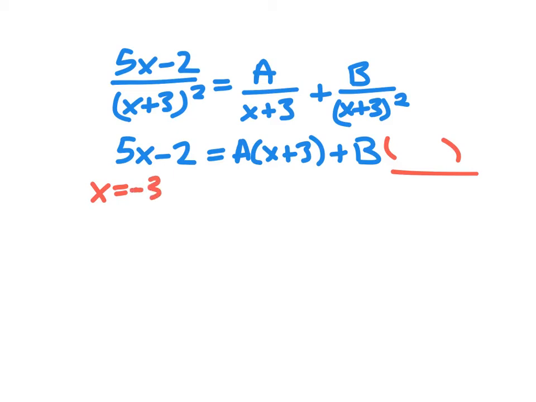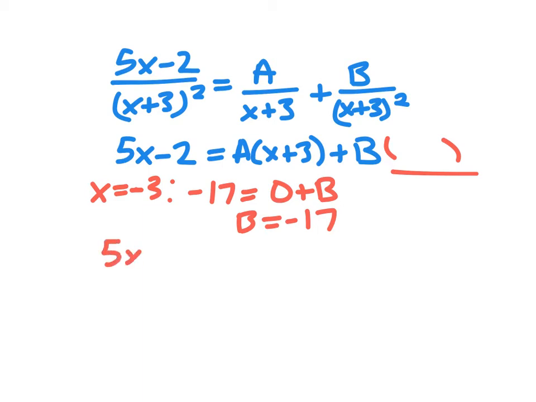Let's make a disappear. So here we have negative 15 minus 2, so that's negative 17 is equal to 0 plus b. Okay, so b is negative 17. But how do we figure out what a is? Well, we can just substitute in, right? So, all right, we have b now. We have a times x plus 3 minus 17.